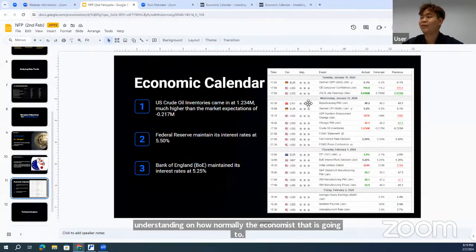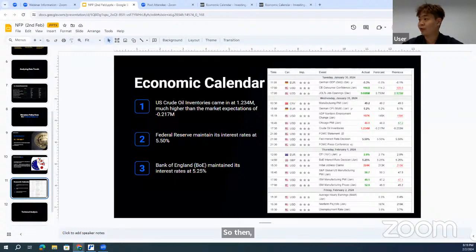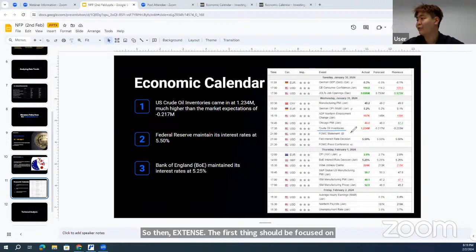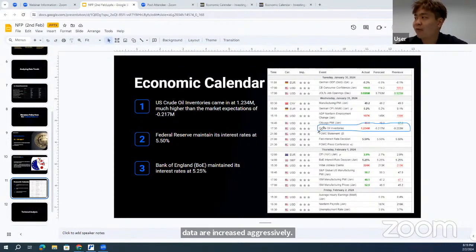The first thing to focus on should be the crude oil inventory. As we can notice, recently the oil inventory data increased aggressively from the previous expectation of a decline of 9.233 million. As for recently, the oil inventory actually increased by 1.234 million.